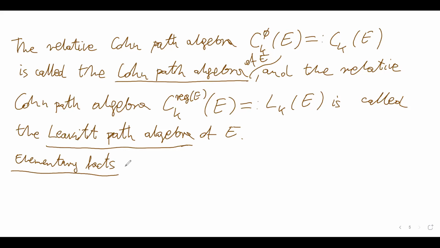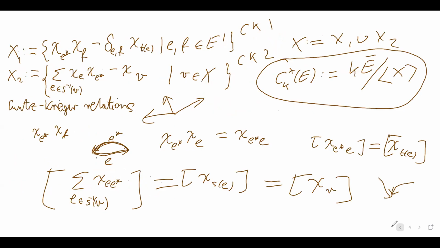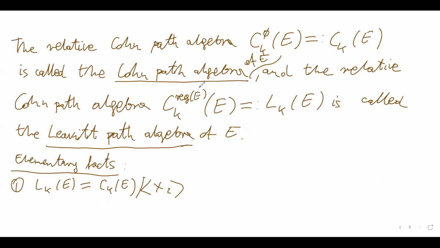Only 2 of them. So first, note that the Leavitt path algebra we can view as the absolute Cuntz path algebra divided by the ideal generated by X2. Right, remember? So that's X2, that's this set, a set of Cuntz-Krieger relations for the second type, and with an X being equal to all regular vertices.